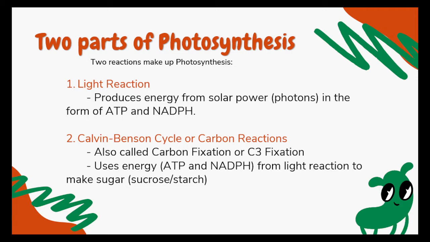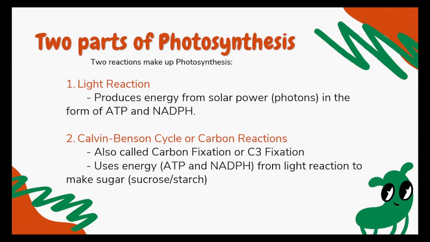Actually, in some references, this reaction has a lot of names. It can also be called the carbon fixation or the C3 fixation. But what really happens here is that it uses the energy from the previous reaction, the light reaction, to make sugar. Remember that the goal of photosynthesis is for plants to make their own food. So that's where the food making process occurs in this step. The energy, the ATP and NADPH from light reaction, is used to make sugar like sucrose or starch.